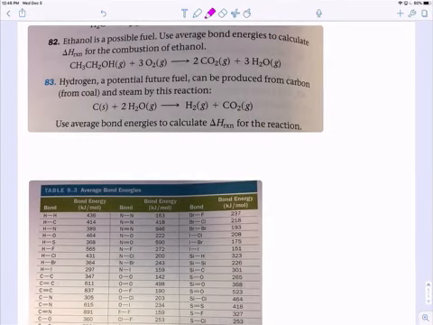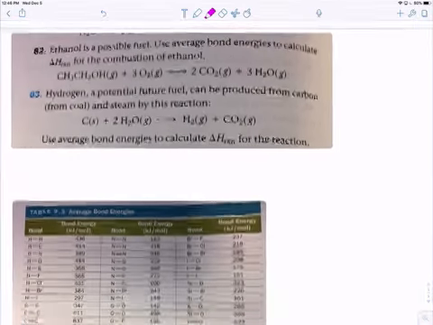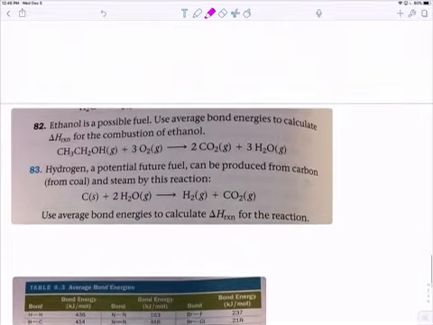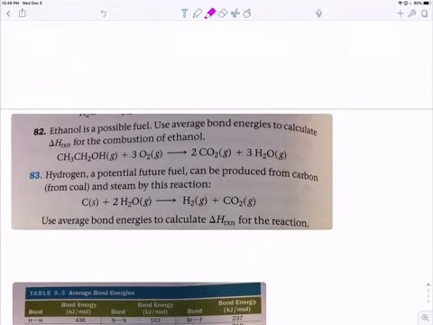Okay, ethanol, the possible fuel. Use the average bond energies to get the heat of reaction for the combustion of ethanol. So, it helps to write the Lewis structure. I usually write out the whole thing just to make sure I don't mess up a bond.